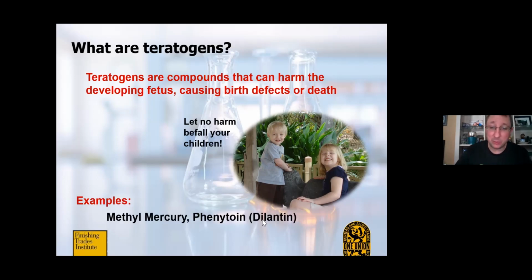A couple examples, methylmercury and phenytoin. So methylmercury poisoning, really good example in Minamata Bay, Japan in the 50s. There was a company that used methylmercury as a catalyst. So a catalyst is a chemical that you add to a chemical process to speed it up. It doesn't actually make the stuff, doesn't add to it. The only thing it does is it speeds up the process. And sometimes it will be used up and not be effective anymore.